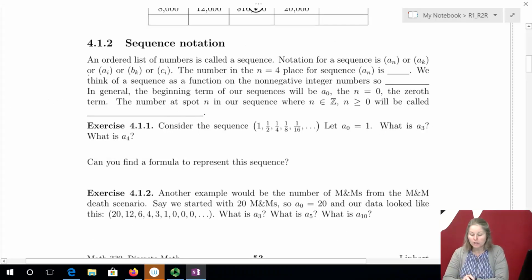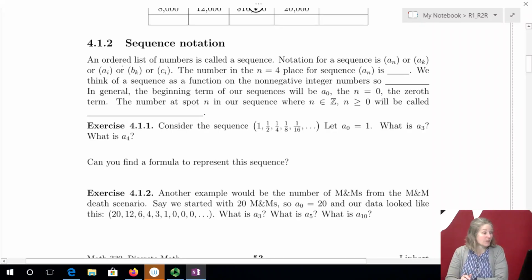So first of all, an ordered list of numbers is called a sequence. We've had sequences already a little bit in counting problems. Notations for a sequence could be a sub n, often in parentheses, or a sub k. So the indexing variable would be n or k. If the first element is a sub 0, the second one would be a sub 1, the third one would be a sub 2, and the 0, 1, or 2 we represent with an n or a k.